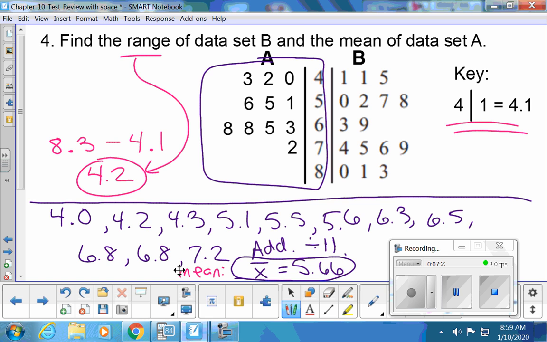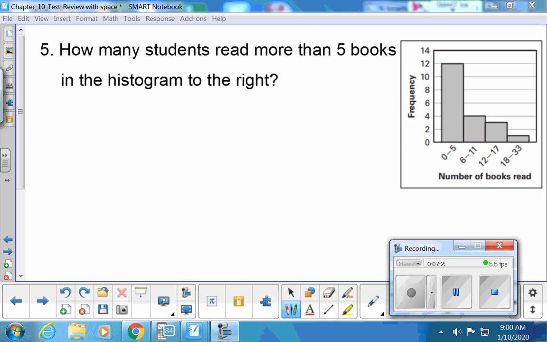Good job. Histogram time. How many students read more than 5 books in the histogram to the right? We got 4 in this column, 3 in this column probably, and 1 in this column. So how many? 8. I think I go with 8 too.